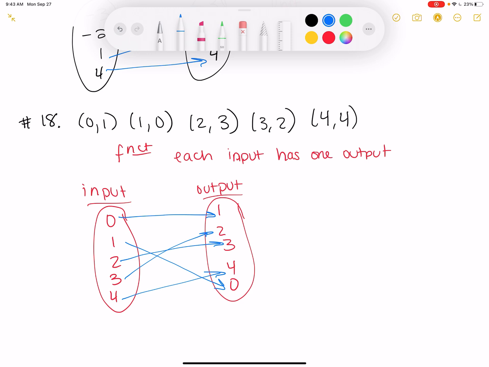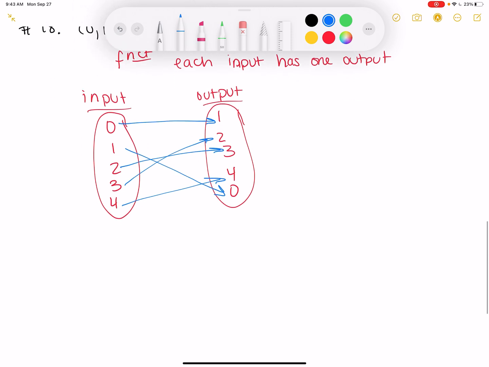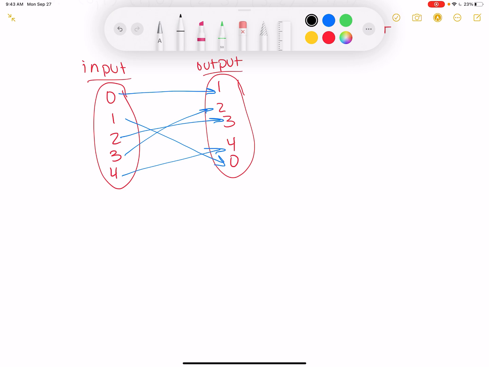All right, with 21 through 23, I'm going to draw them on my paper. They're already drawn for you in the book. It says to use the vertical line test to tell whether the relation is a function. So 22, you're given a graph that is something like that.